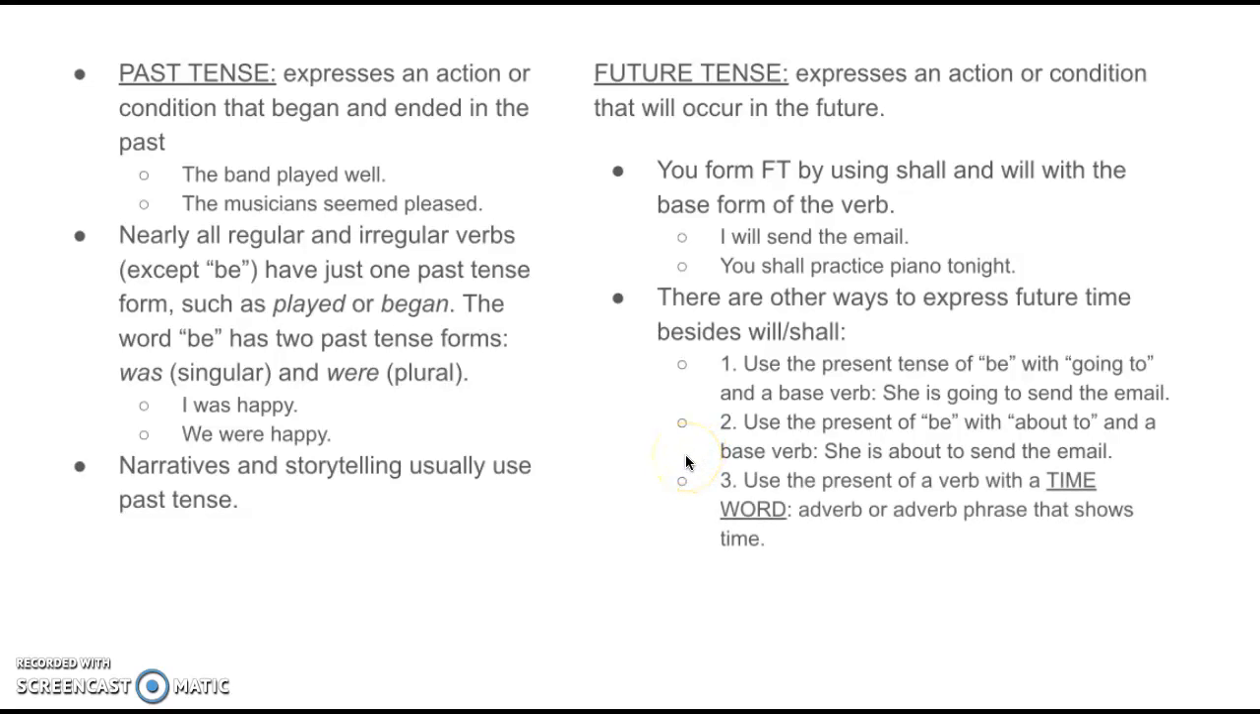And then lastly, you could use the present tense of a verb with a time word, which is an adverb or adverb phrase that shows time, like this. She leaves tomorrow. She arrives next week.